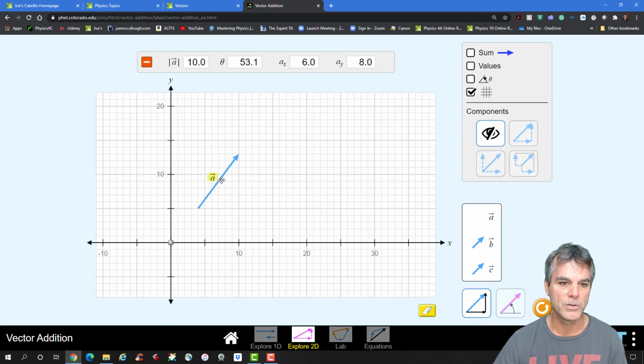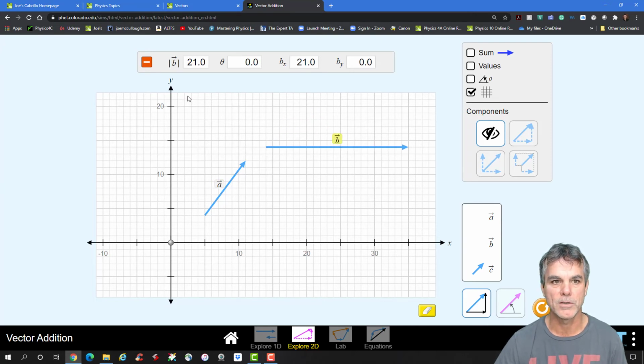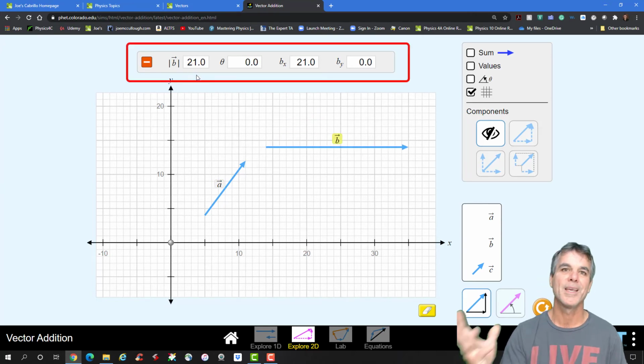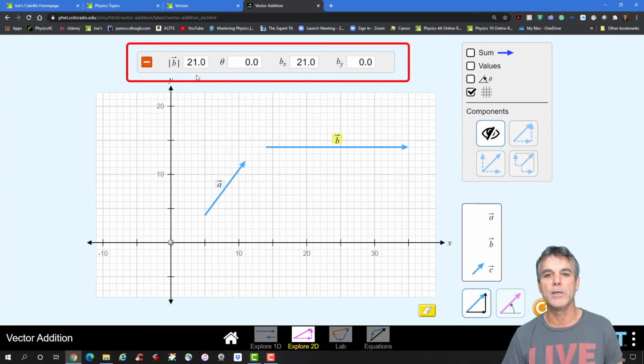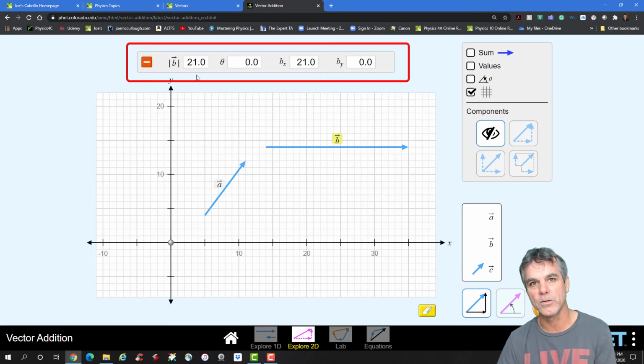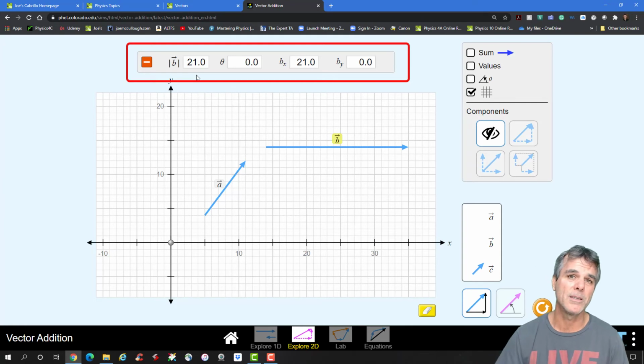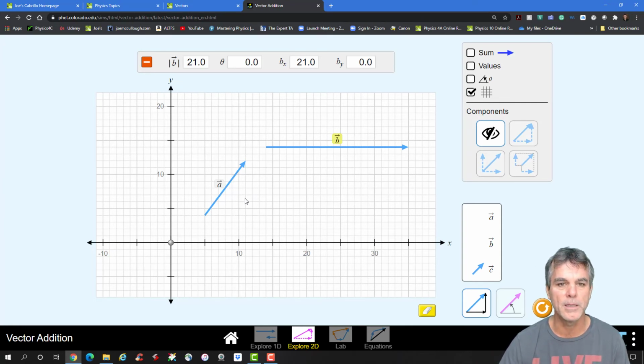Okay, so let's choose a second force vector, B, and let's make this have a magnitude of 21 newtons at a 0 degree angle. And I want to know, what is the sum of these two vectors? Remember, the tail to tip method, very easy. Start with one of the vectors, draw it to scale and in the correct direction. Here it's already done for us.